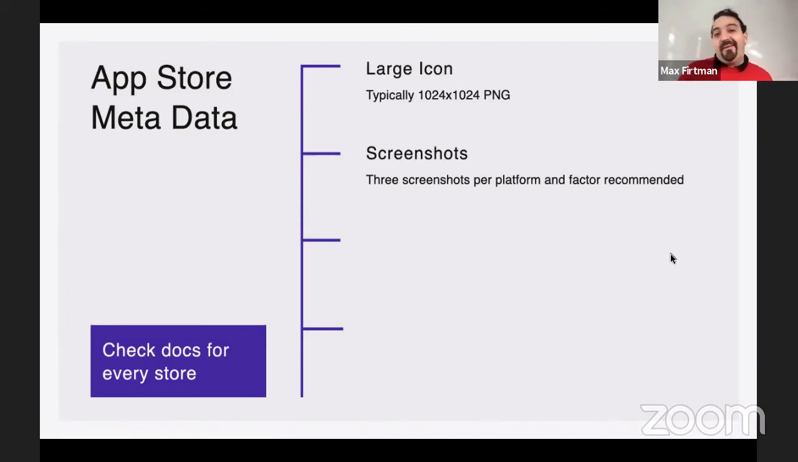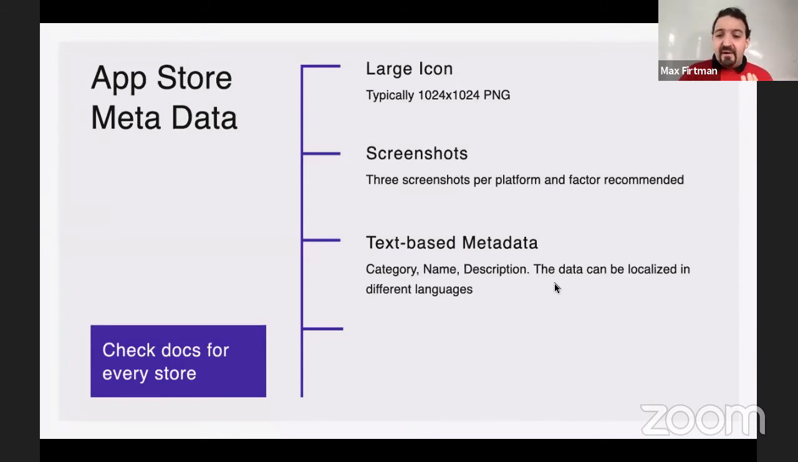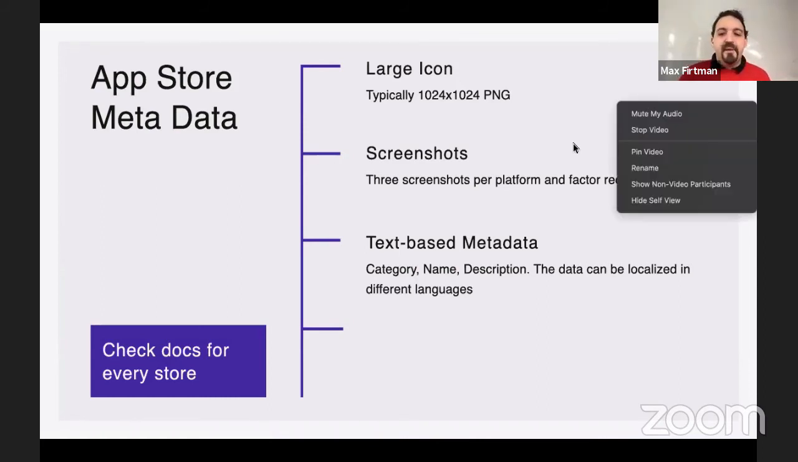Form factor means, for example, on Android, you need to take a screenshot of a phone form factor and also of a tablet form factor. Okay, so you need a screenshot of some part of your app because those will be part of your store record or submission. You need to prepare a lot of text-based metadata. That's the category, the name of your app, the description of your app, and that data can be localized in different languages. So you need to prepare that ahead of time. The description of your app or the name of your app can be in 15 languages. So you need to prepare that metadata that today actually is not available on a PWA.